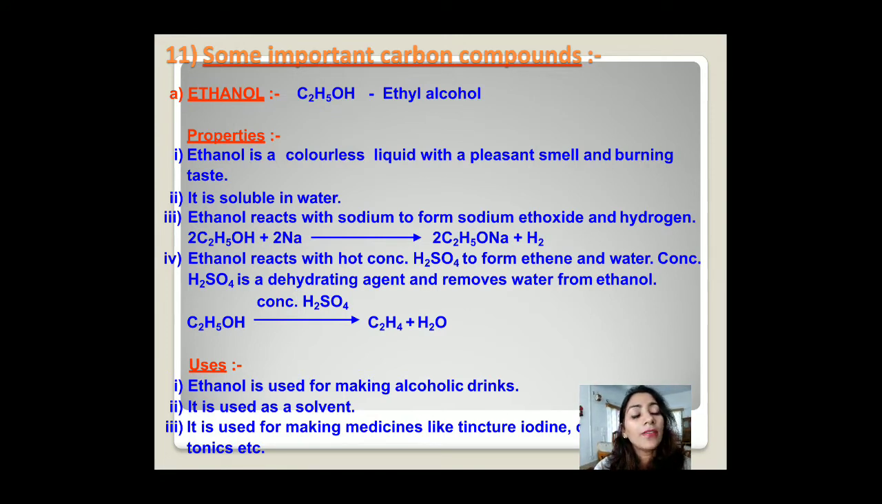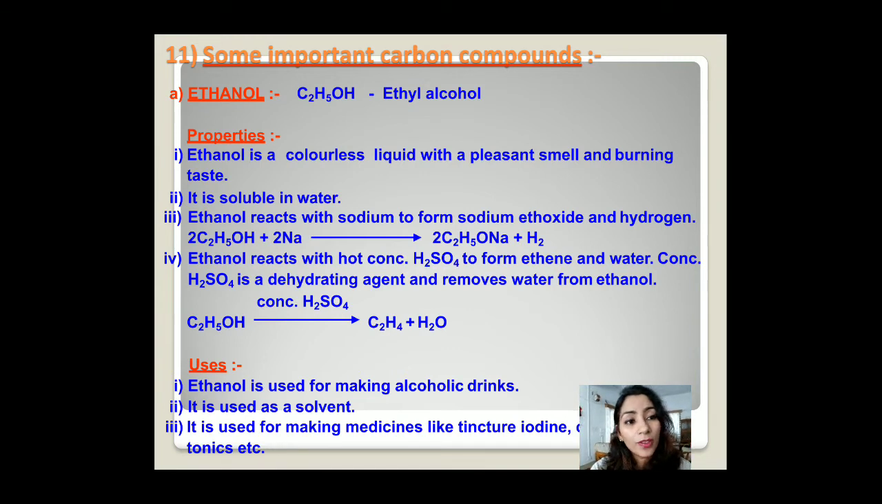Second reaction: whenever we react ethanol with sulfuric acid, there is a different behavior of dilute sulfuric acid and concentrated sulfuric acid. Whenever we react ethanol with concentrated sulfuric acid, it will give ethene. Ethanol reacts with hot concentrated sulfuric acid to form ethene and water. Concentrated sulfuric acid is a dehydrating agent and removes water from ethanol.